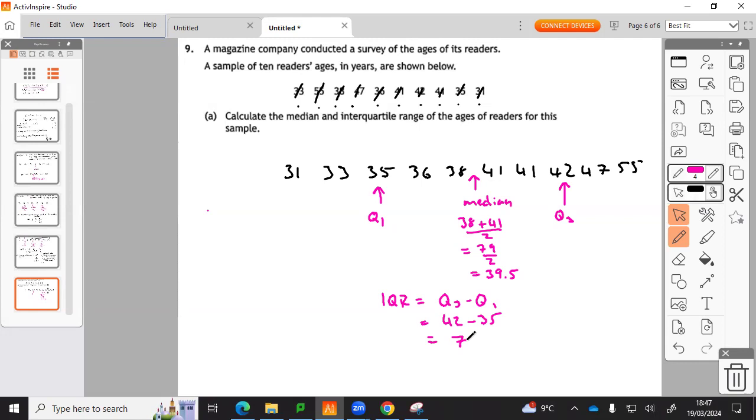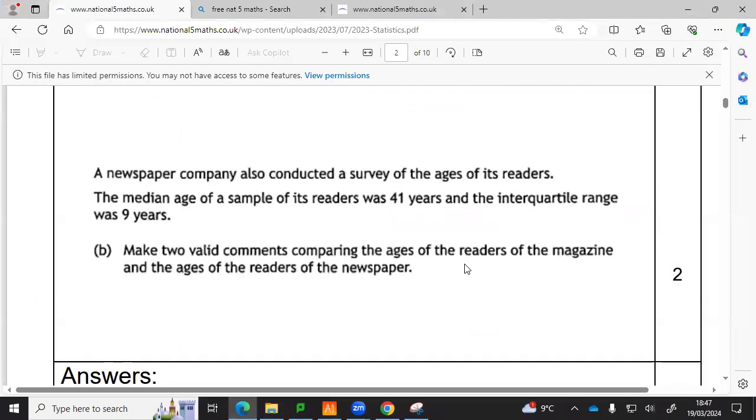So the median is thrown in there at 39.5, and then you've got the spread that indicates how varied it is. Now, those numbers are then used for comparison. So if we go back to the next part of the question.